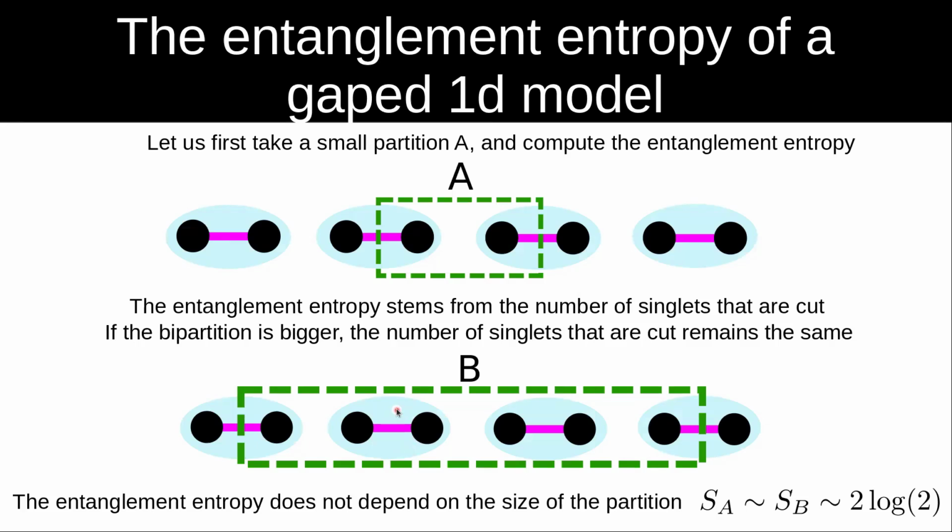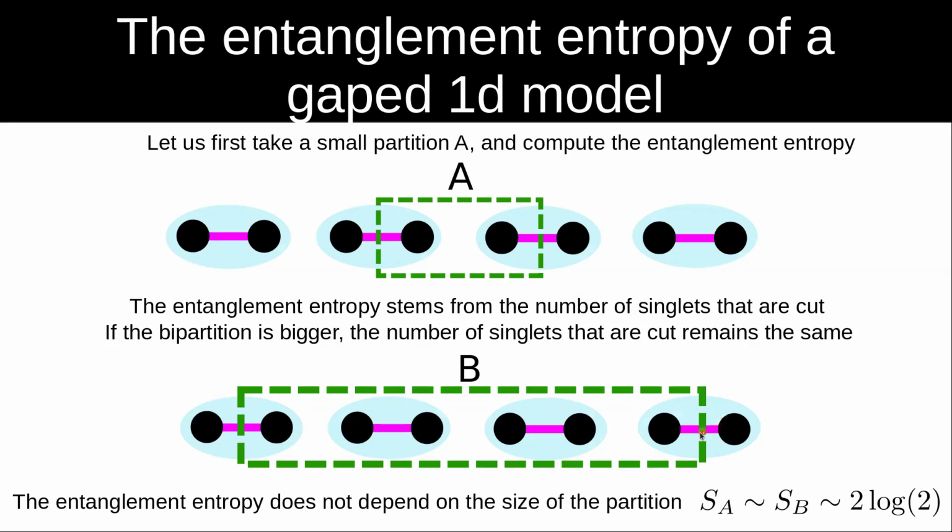And the only states that actually contribute to the entanglement entropy are those that are being cut by the bipartition. And in particular here, you are going to see that these two states contribute to entanglement entropy, and these other two states also contribute to entanglement entropy. And for this other bipartition, only this bond over here and this bond over there contribute to the entanglement entropy.